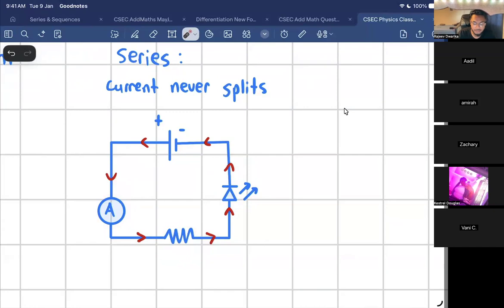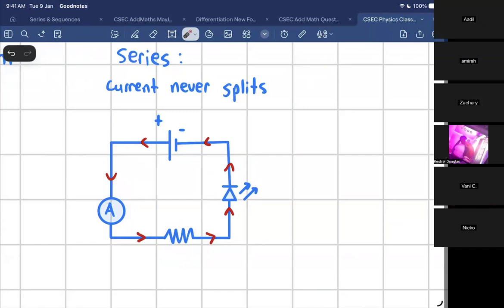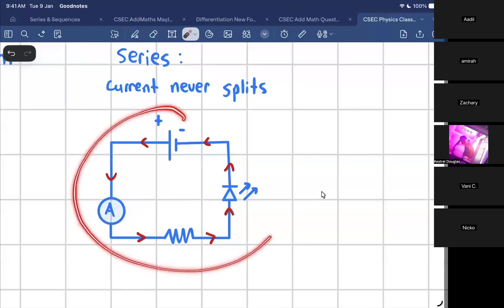Adil, Amira, Zachary, Kestrel, Vani, Nico, I want to make sure everybody understands this before moving forward. Adil, in this circuit, are you seeing the current splitting anywhere?